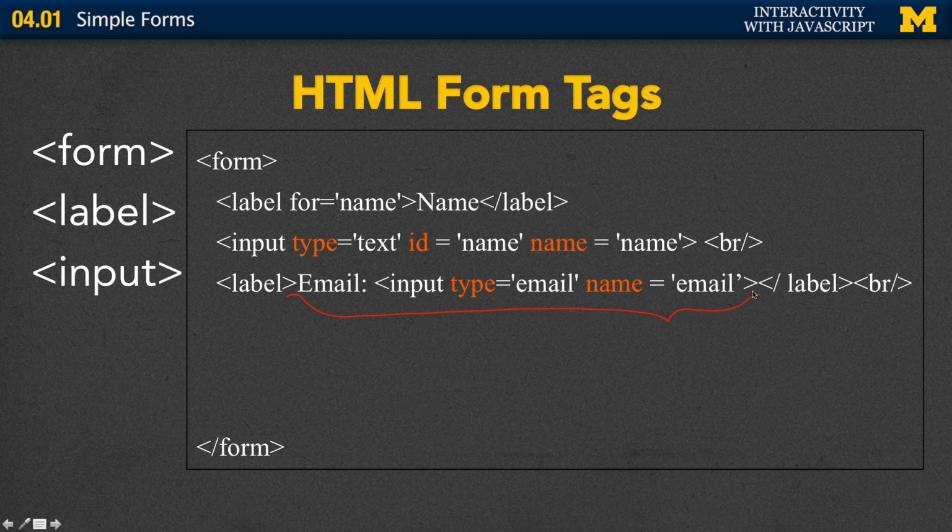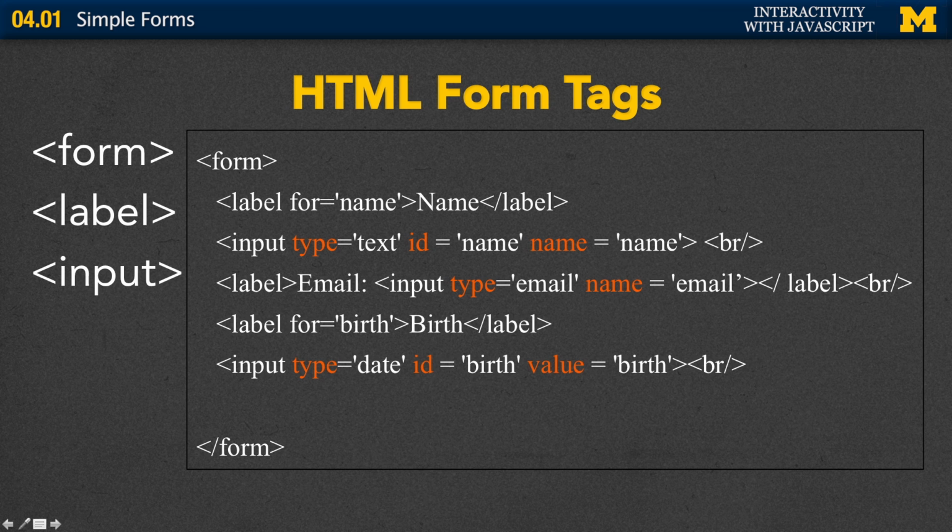Everything inside of here is all grouped together. So now I'm going to have one field for the name, one field for the email, and let's go ahead and add one for the birth date. So it's easy to go through and just be very consistent and add new inputs one at a time.